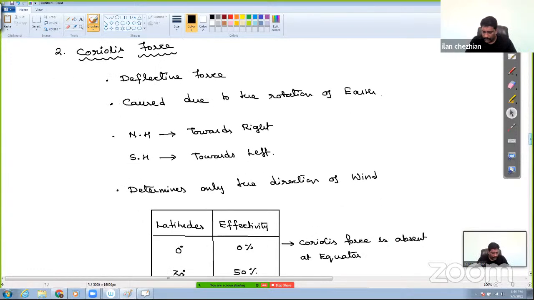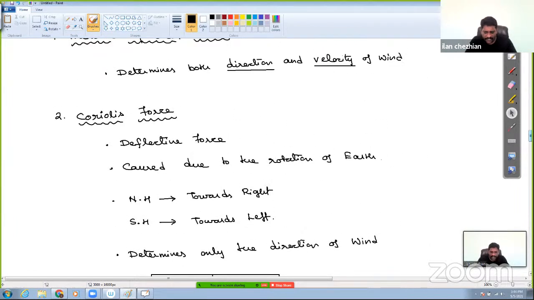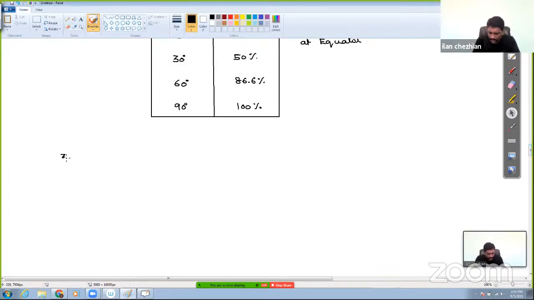Okay. Right. And talking about the other forces, my friend, which affect the direction and velocity of the wind, now comes the third factor. I call it frictional drag. Simple. The name itself says it: friction. Frictional drag. Now, what is the idea here?